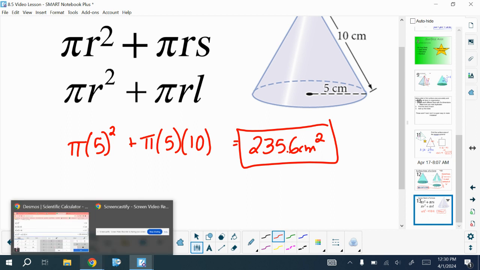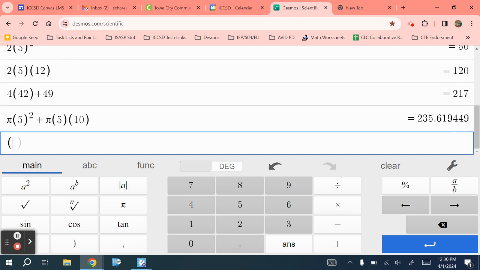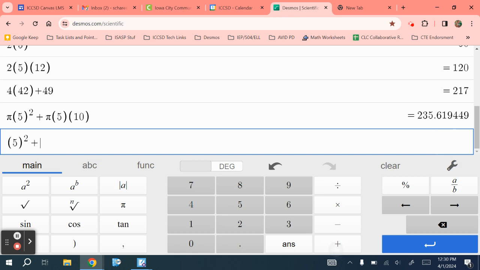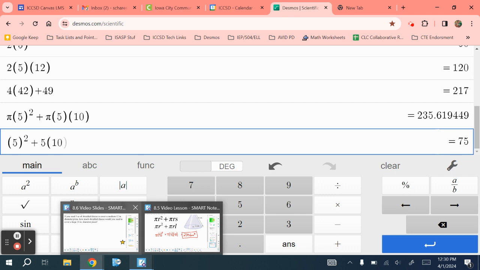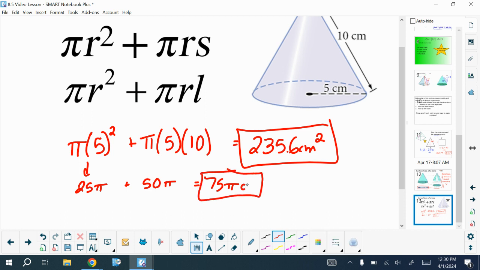Just like with the cylinder we did last time, we can also do this without the pi's in there, since both terms have a pi. I can do 5 squared plus 5 times 10, and I get 75. Because I didn't type the pi in, this is 25 pi plus 50 pi, and we get 75 pi. So either way, I am fine with whether we find it in terms of pi or as a decimal with our calculator. And you can use your calculator either way.